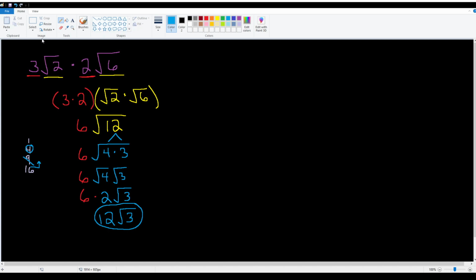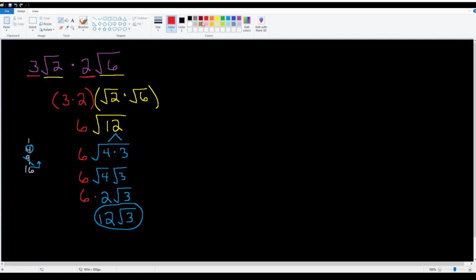So as we see here, when we multiply, we group the coefficients together and multiply them. We group the radicals together and multiply them. Unlike addition, they do not have to be the same. Multiply the coefficients, multiply the radicands, and then simplify. So let's do another one.